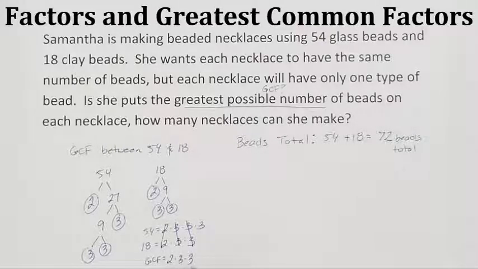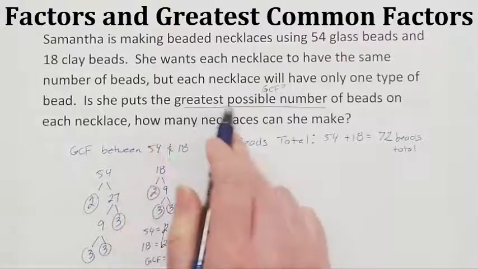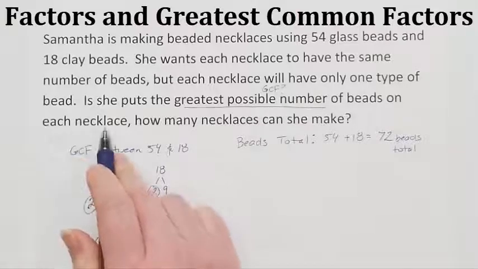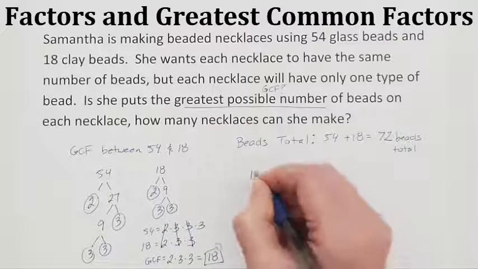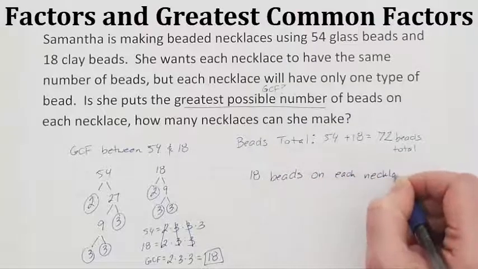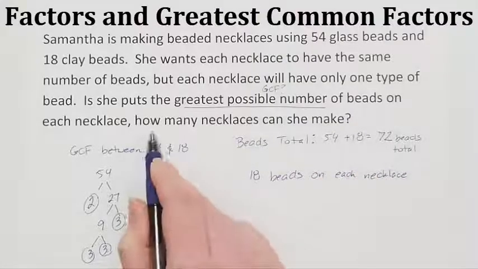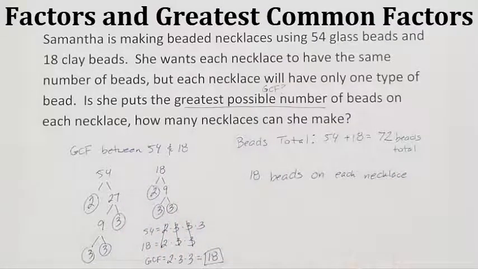So 2 times 3 times 3, which ends up being 18, is my GCF, meaning the greatest number of beads on each necklace is going to be 18. I have 18 beads on each necklace. But that's not the question. How many necklaces can I make?